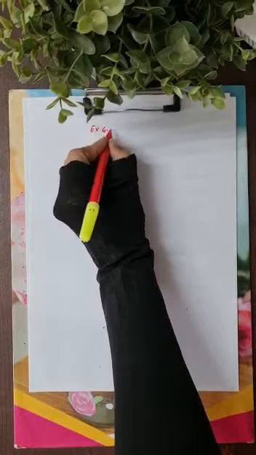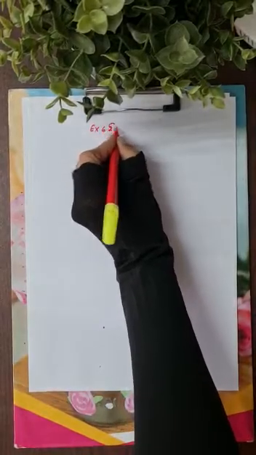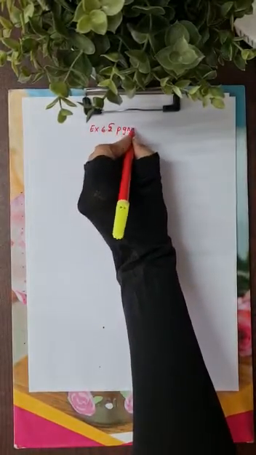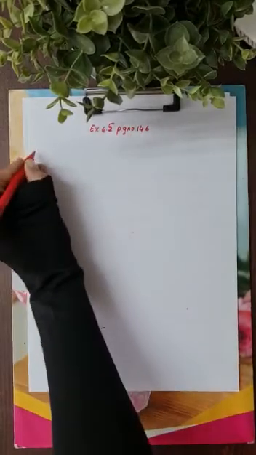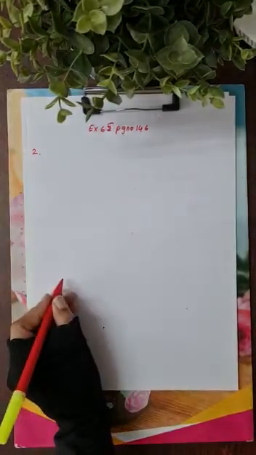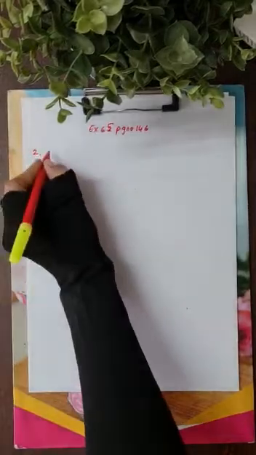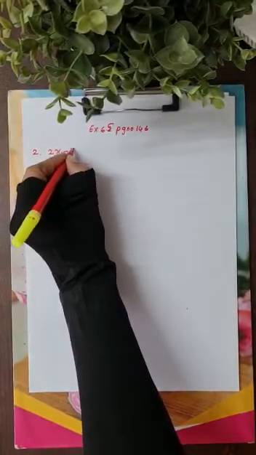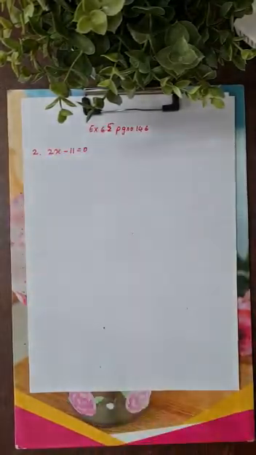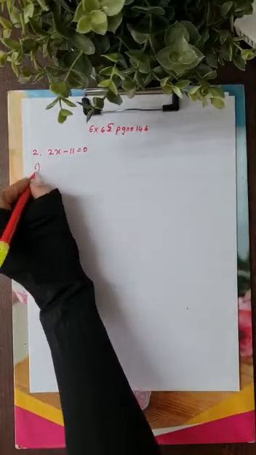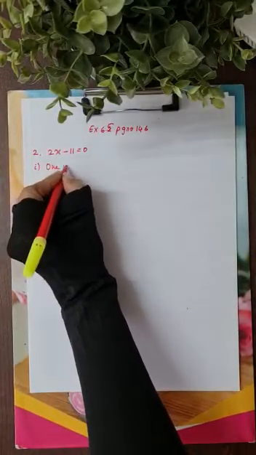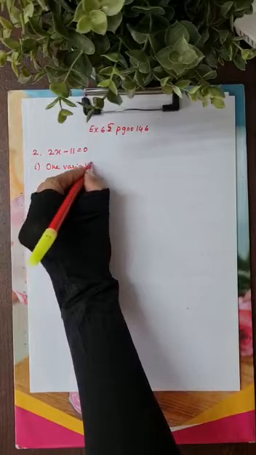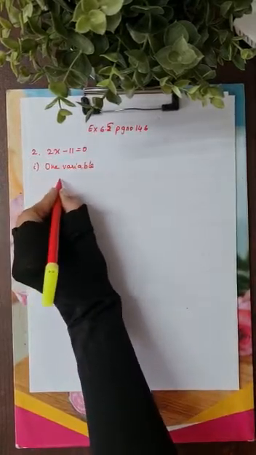Exercise 6.5, page number 146. The second sum now. Give the graphical representation of 2x minus 11 is equals to 0 as an equation in one variable. Okay. When we say this as equation in one variable, we have to simply find the value of x.